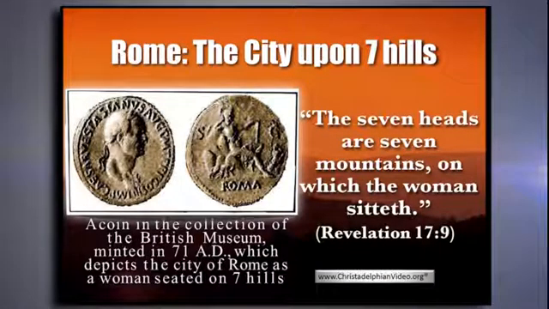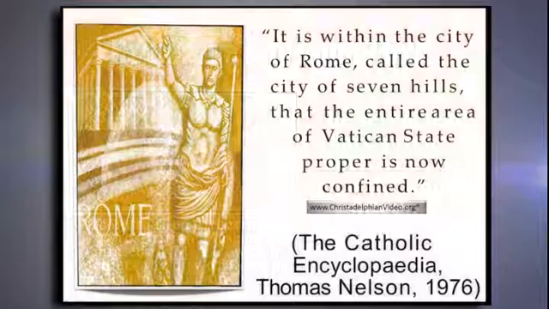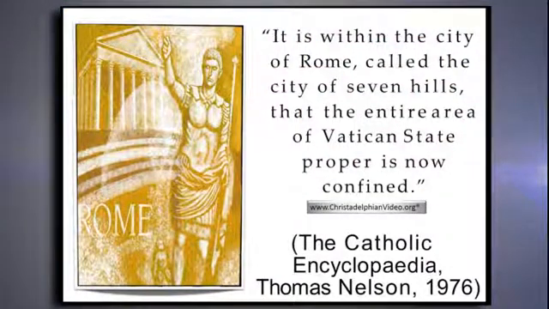Okay? So the 7 heads, it's all symbolic language. The 7 heads are 7 mountains. If you look in Catholic encyclopedias, you have things like, it is within the city of Rome, called the City of 7 Hills, that the entire area of Vatican State proper is now confined. There's no hiding it, and there's no shame. The city sits upon 7 mountains.